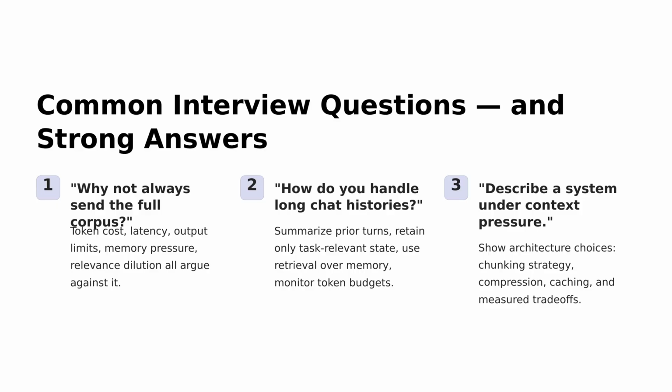First, why not send the full corpus every time? Because it increases token cost and latency, can hit output limits, and often lowers answer quality by adding irrelevant context. Second, for long chat histories, I'd summarize earlier turns, keep only task-relevant state, and use retrieval instead of raw memory. And when describing a system under context pressure, I'd explain chunking, compression, caching, and the trade-offs I measured.